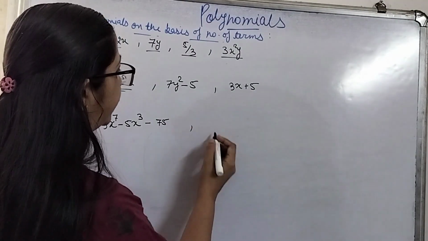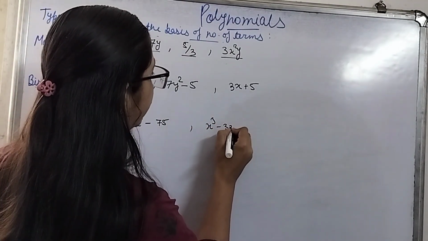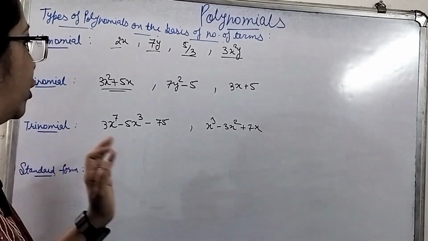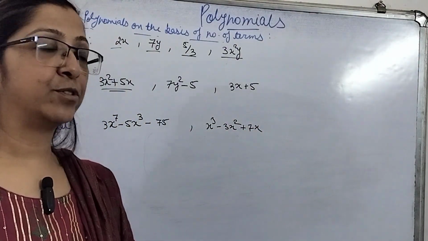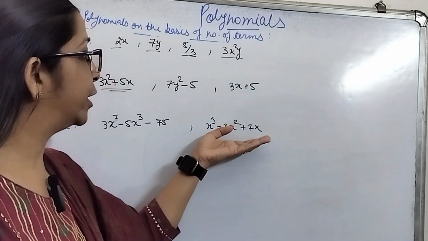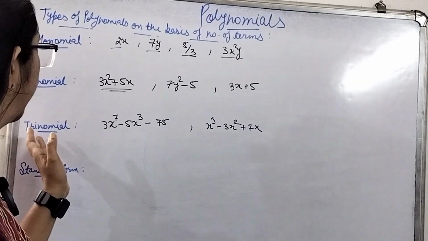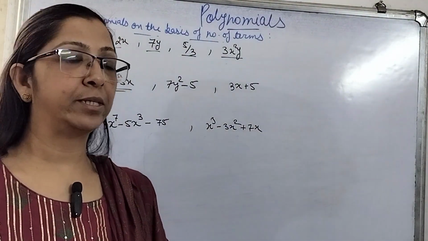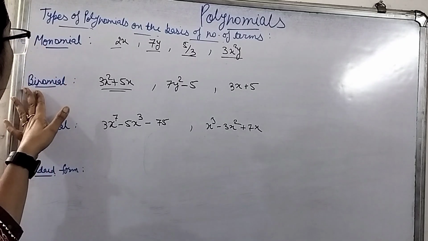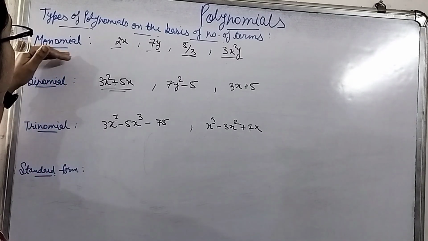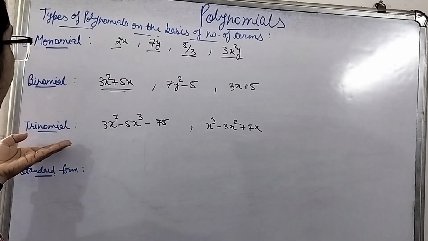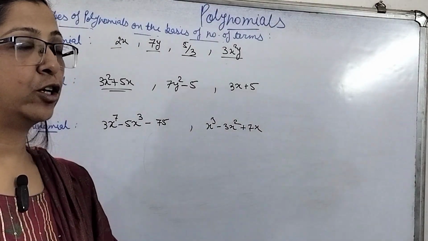Another example we can take is x³ − 3x² + 7x. This is also an example of trinomial because there are three terms. So whenever we have exactly three non-zero terms in a polynomial, then such polynomials are known as trinomials. Now, mono means one, bi means two. So if the number of terms is 1, it is monomial. If the number of terms is 2, it is binomial. Tri means 3, so if the number of terms is 3, it is trinomial.